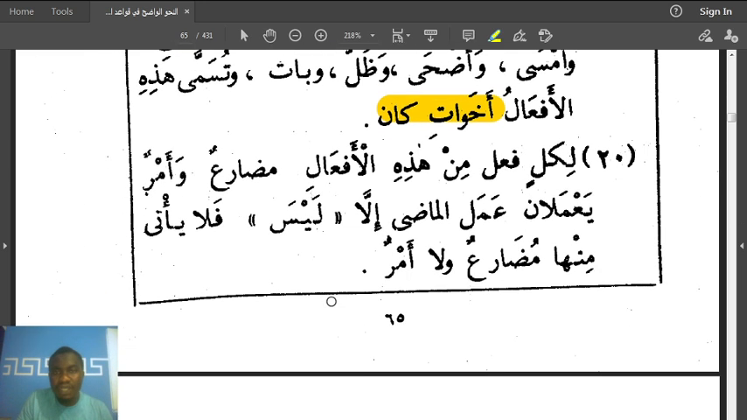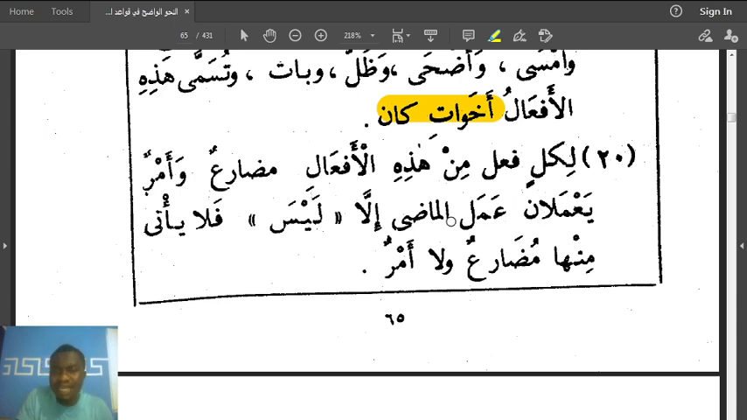Okay. And then we have لكل فعل من هذه الأفعال, for each verb among these verbs مضارع وأمر. They all have a present tense verb. You can conjugate them to present, like أصبح يصبح, like بات يبيت, ظل يظل. And you can have your command form, which is the amr, imperative form. You convert them into command. They all do the same function.